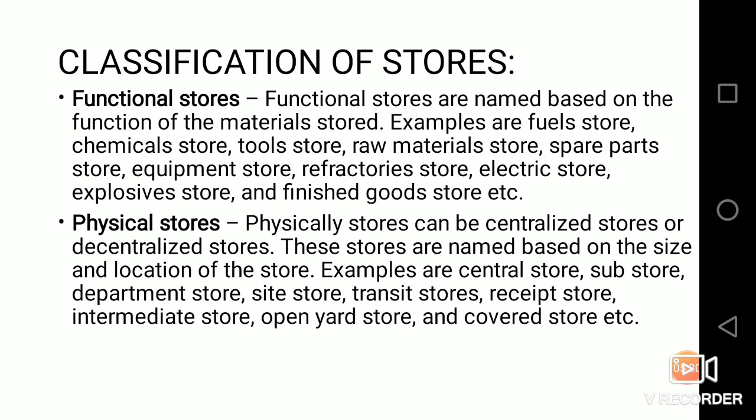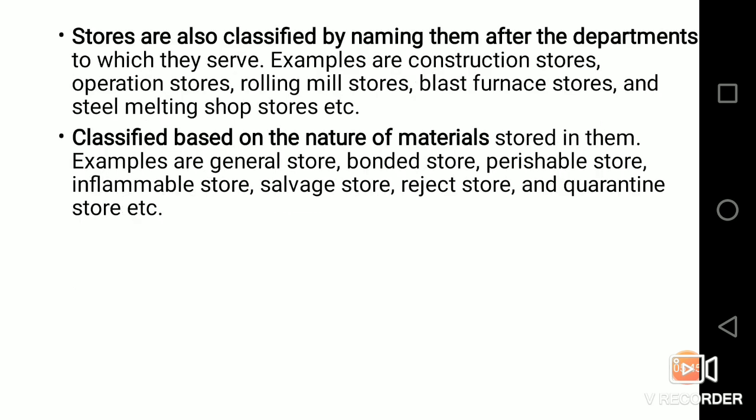So the physical appearance of a store comes under physical stores. These stores are named based on the size and location of the store. Examples here are central store, sub store, department store, site store, etc. Next we are going to see the stores classified by the name after the department. Example: construction store, operation store, blast furnace stores, and steel melting shop store.